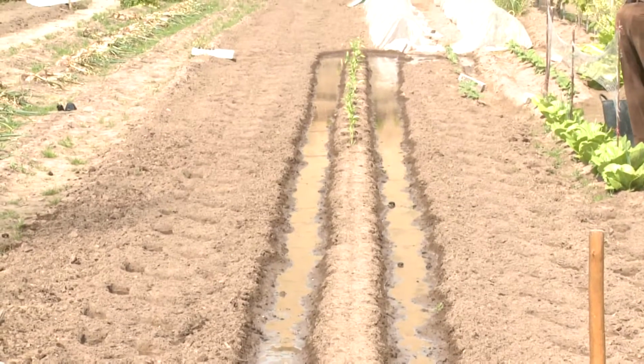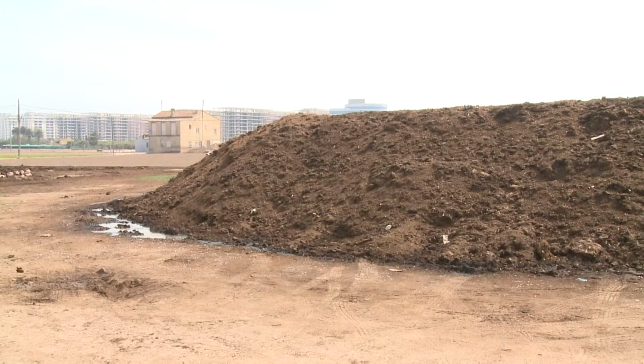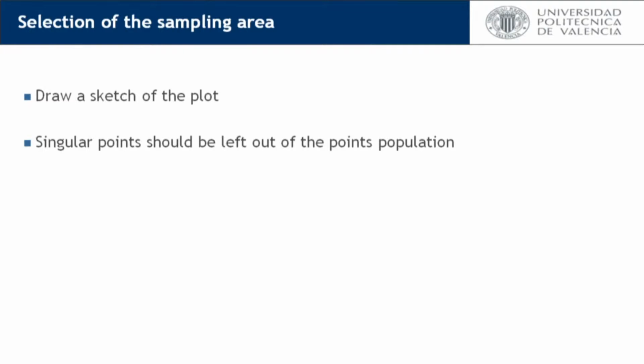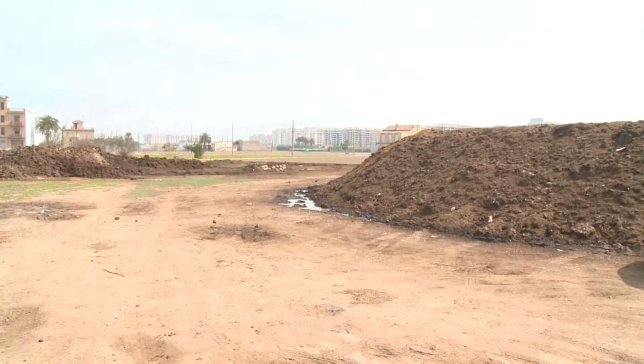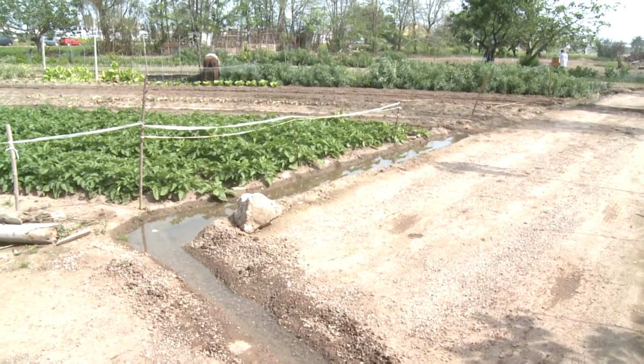Areas of movement of machinery and loading or unloading of fertilizers should be also noted. Accidental spills can cause high local concentrations of nutrients in the soil. Singular points as loading and unloading areas and water storage areas should be eliminated from the sampling.